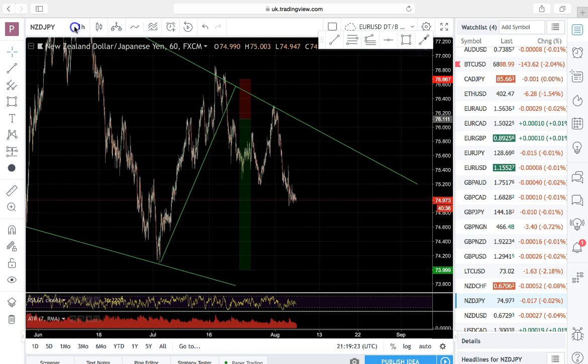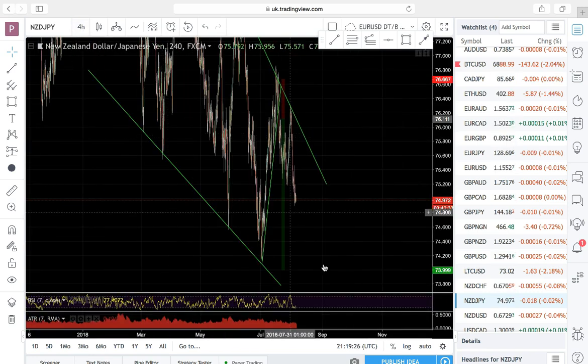Okay, so New Zealand yen. You guys are currently in this trade as well.